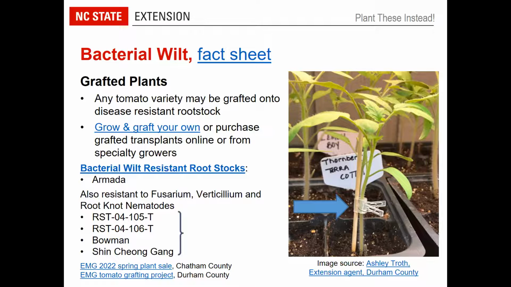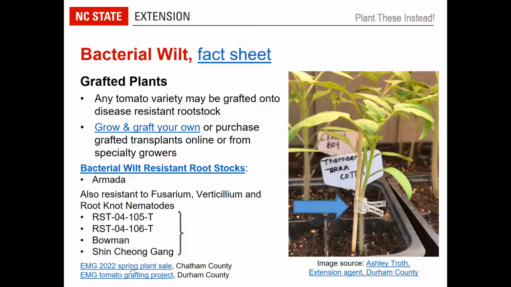And in fact, the Extension Master Gardener volunteers in Durham County had a huge project just a few years ago on grafting tomatoes, and there's a link here where you can learn more about that. So they have got some great resources they put together based on their experience. As I mentioned before, there are also quite a few companies that sell these plants. You can order them online, usually earlier in the season. Most of them are sold out by now. And there's some commercial growers out there actually that will sell to groups, say if you wanted to hold a plant sale and feature some of these plants.